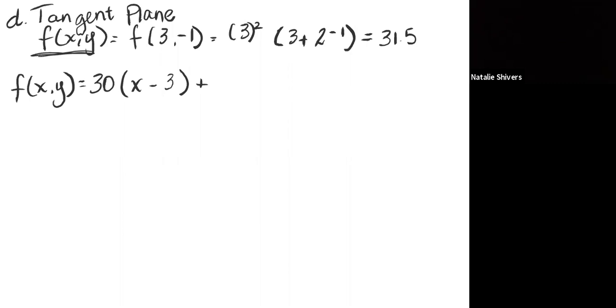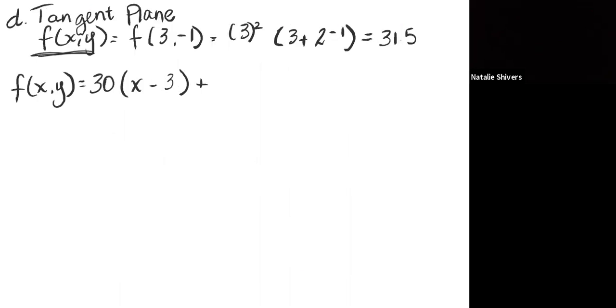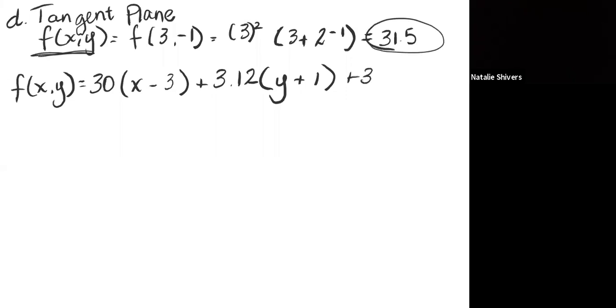Let's look at what we got. Now we're going to take 3.12 and we're going to take negative 1. Plus 3.12 times y minus a negative 1. I'm a stickler. Change it to plus 1. There's no reason why you don't. And then the last thing, let's take 31.5 plus 31.5. So this is the answer for D.